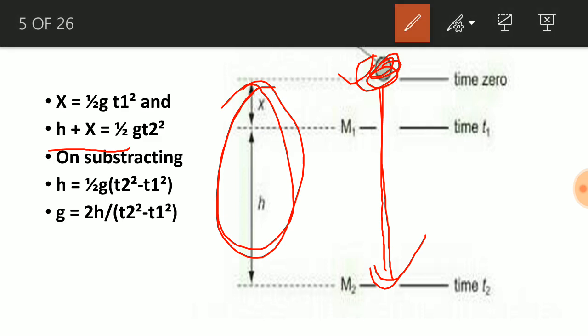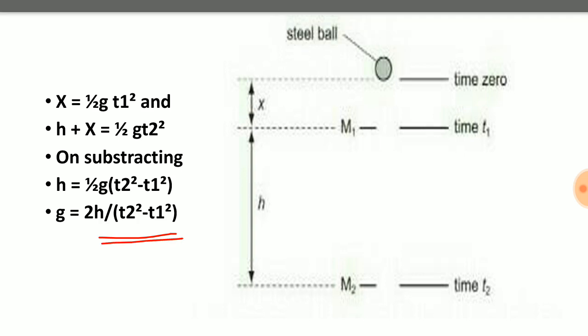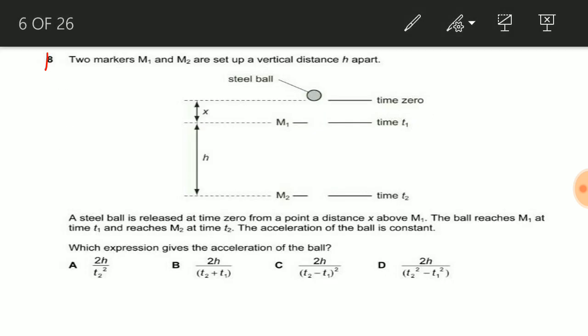Because of that, we will get our second expression. On substituting the value of x from the first expression, we will get our h, and we can rearrange this h to get our correct answer. This is the correct answer, twice h by t2 square minus t1 square, which is in our option choice D.